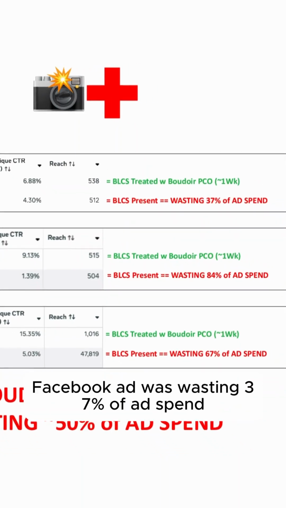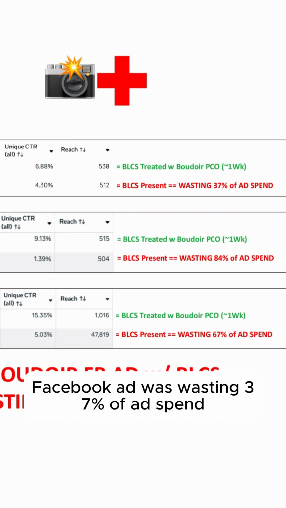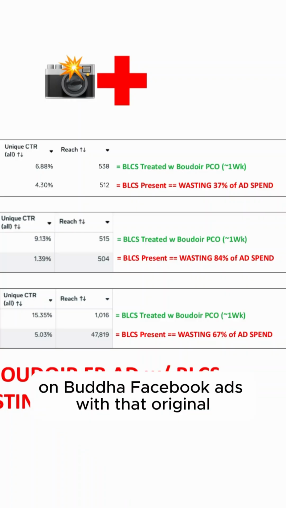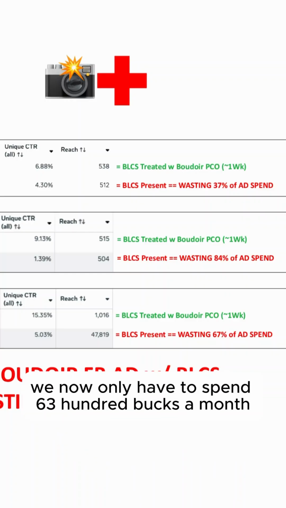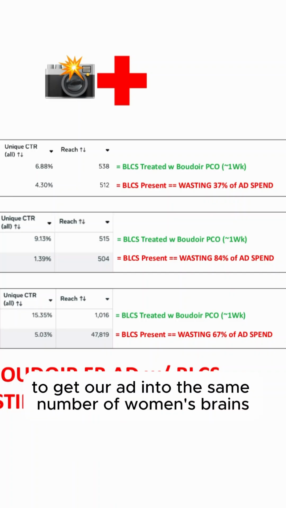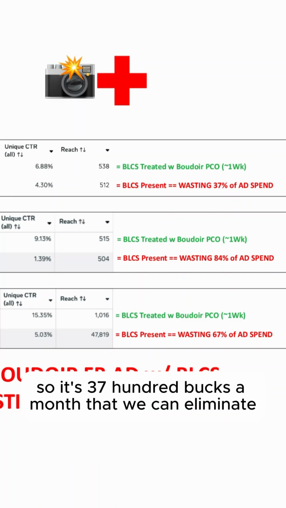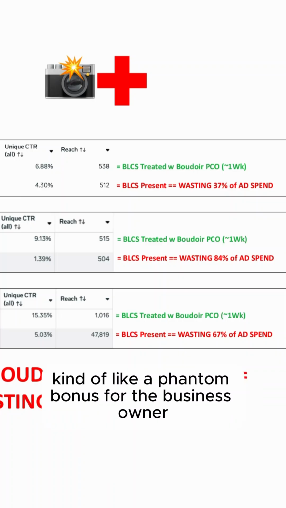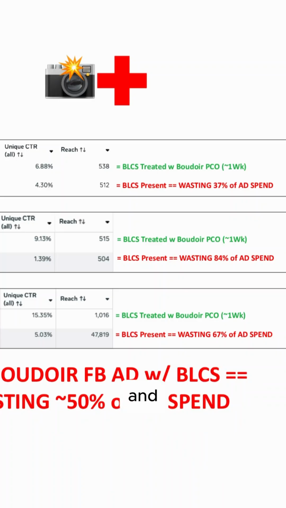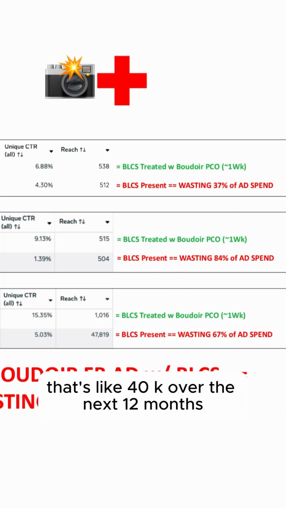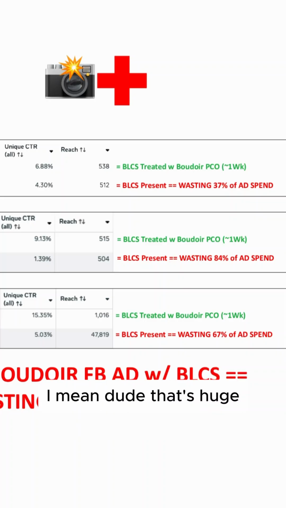So we found out the original Boudoir Facebook ad was wasting 37% of ad spend. So if they're spending 10 grand a month on Boudoir Facebook ads with that original, then we now only have to spend 6,300 bucks a month with the Boudoir Pico treated ad to get our ad into the same number of women's brains. So it's 3,700 bucks a month that we can eliminate that was being wasted, and we can save that money, kind of like a phantom bonus for the business owner. And once we get that phantom bonus, what's that, like 40K over the next 12 months? I mean, dude, that's huge.